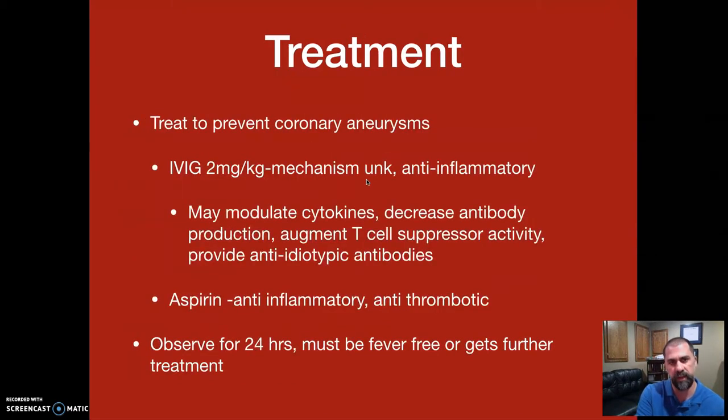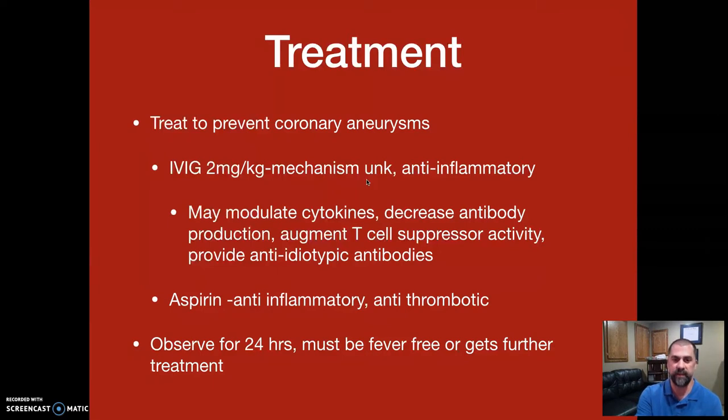So treatment, the goal is to prevent coronary aneurysms. And so we use IVIG and then we use aspirin. And those 2 together help with both inflammation and then the coronary aneurysm complication. So IVIG is thought to modulate cytokines and decrease the antibody production, as well as augmenting T-cell suppressor activity and providing anti-idiotypic antibodies.